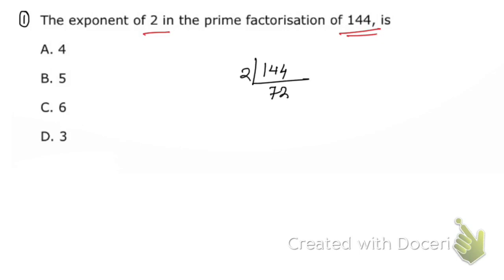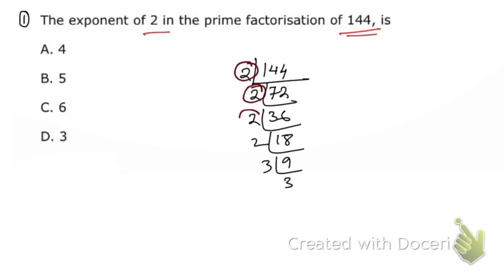Here 72, then if you divide it by 2 again, it's going to be 36. Again, it's going to be 18, then 9, then 3. So what will be the exponent of 2? How many 2s are there? 1, 2, 3, 4. So the correct answer is option A, that is 4. That will be the exponent of 2 in this prime factorization.